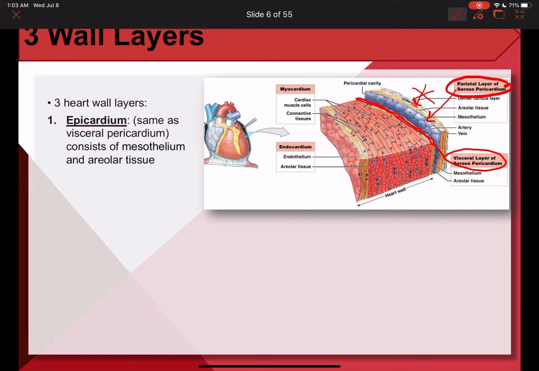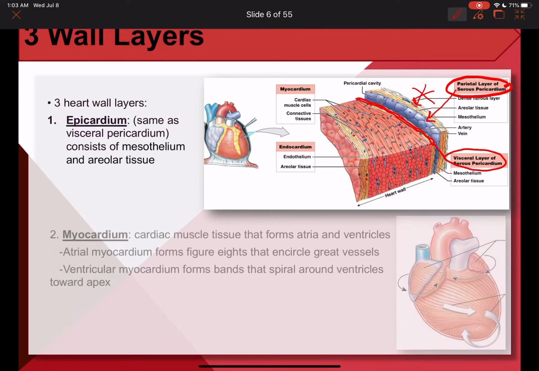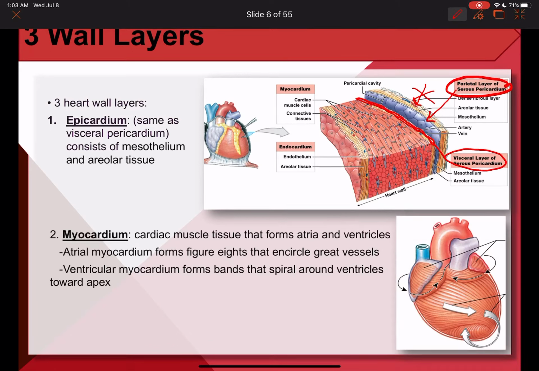Okay, it is mainly made up of mesothelium and areolar tissue. We kind of talked about that again last semester in the tissues chapter. Second, in the middle, is the myocardium layer, which is all the muscular layer of the heart that surrounds both atria and ventricles. And this, compared to the other 2 layers, is the thickest of the 3. The way they are designed to shape also has to do with how the muscles contract.